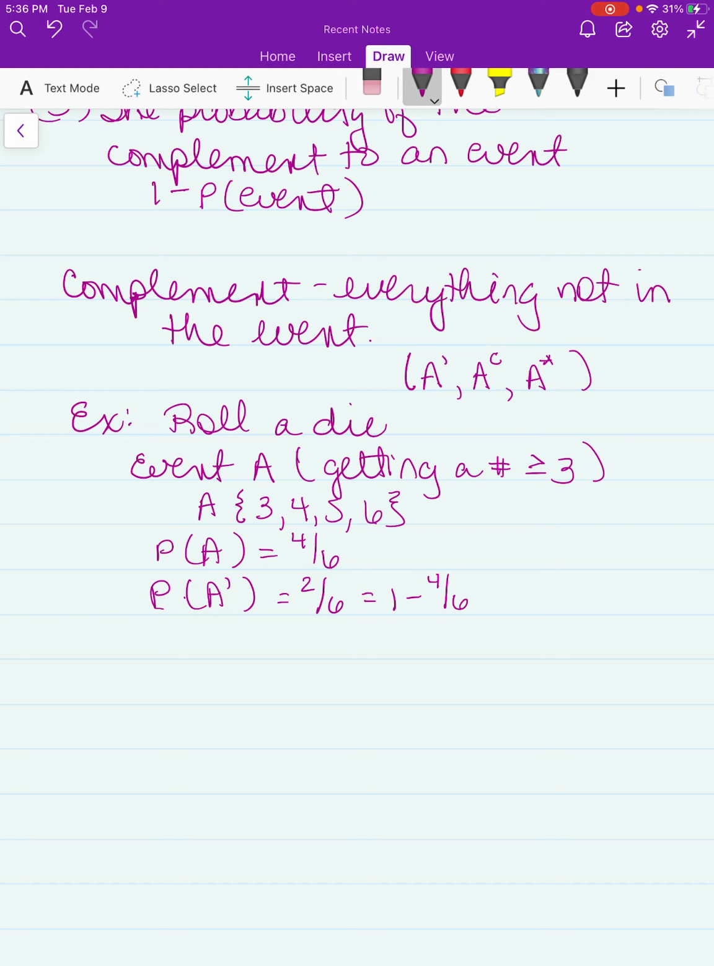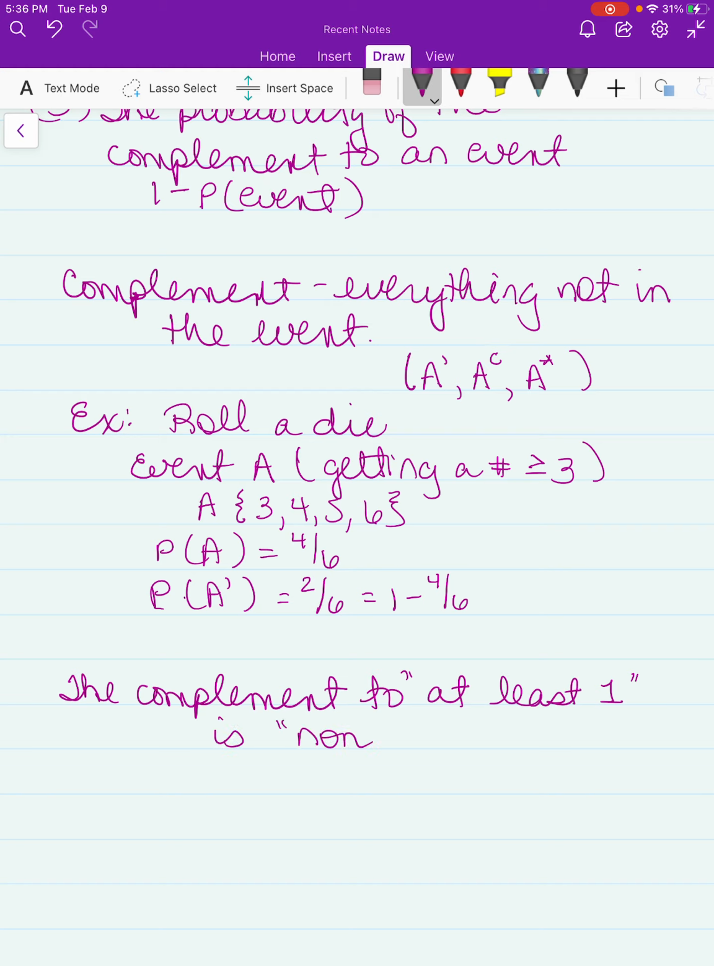And then one of the biggest things that you need to remember is that the complement to at least 1 is none. So you'll see problems and it'll say, find the probability that at least one of these things will happen. Well, if you know the probability that none of them will happen, then you can calculate the probability of at least one of them happening.